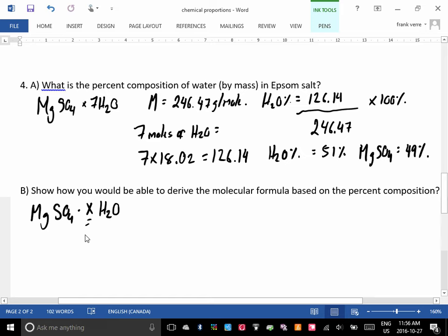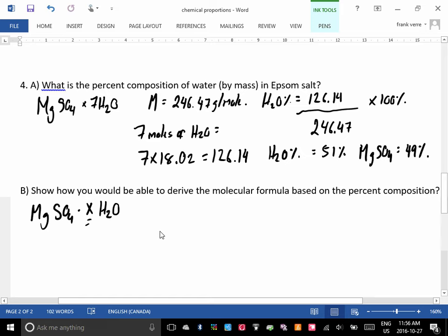That's okay. So imagine we don't know what water is. We don't know how many water molecules. We're going to try to figure it out by doing an experiment. So you're going to do something like this. You're going to take a sample of your substance. In this case, it will be Epsom salt.